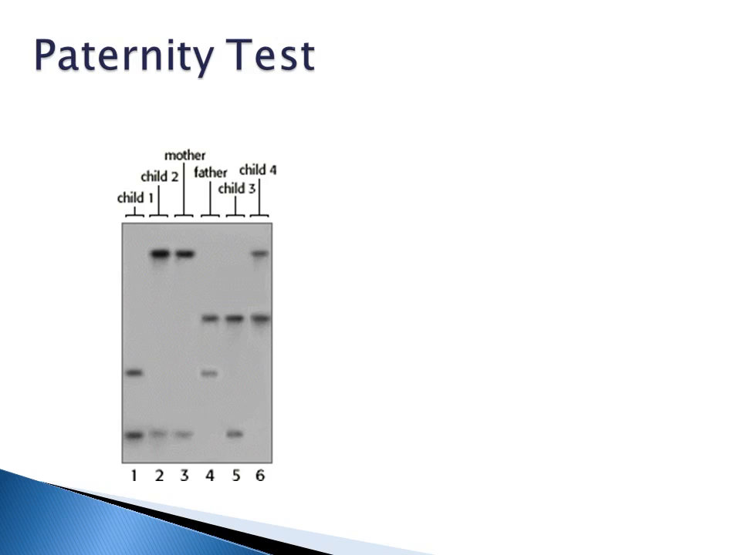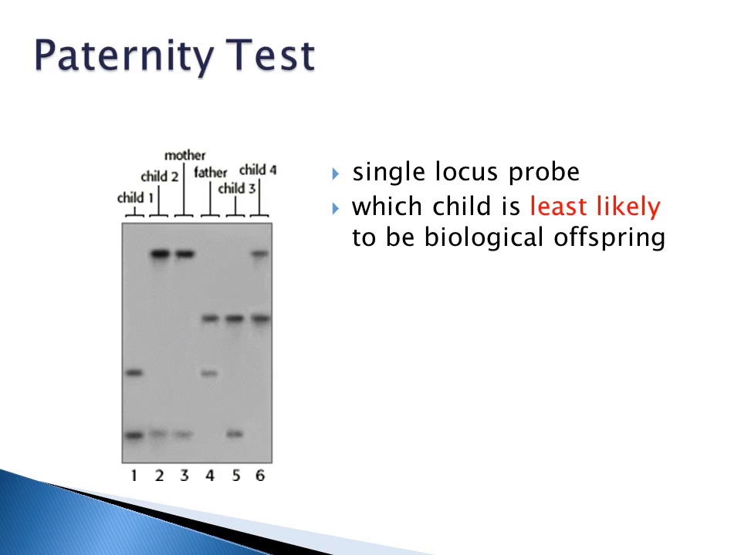You can do paternity testing where you have 4 different children, a mom and a dad, and you want to see which bands of each child match. Each child should get 1 band from mom and 1 band from dad. So you're using a single locus probe. You want to figure out which child is least likely to be the biological offspring, and in this case, it's child 2. Why is it child 2? Because child 2 lacks a band from the father.